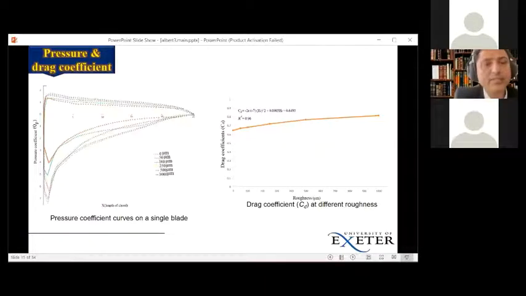As I said, I simulated the turbine with six different roughness values. The results showed that the drag coefficient increases gradually, following a second order polynomial function, with increasing roughness. Surface roughness causes an increase in the drag coefficient and a decrease in pressure coefficient, both of which reduce the output torque of the turbine.